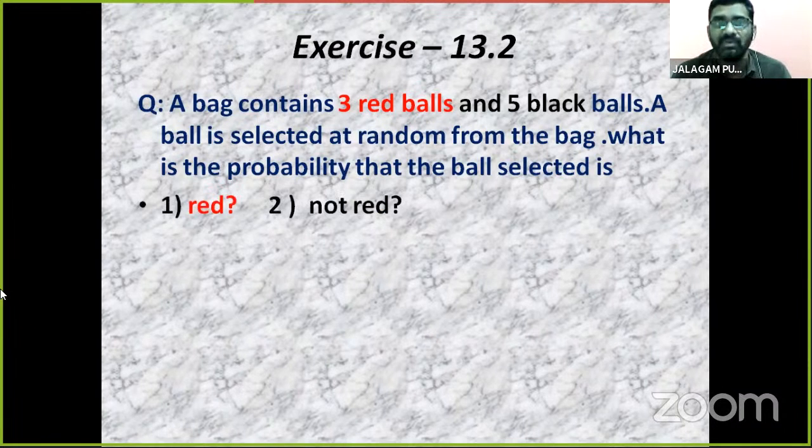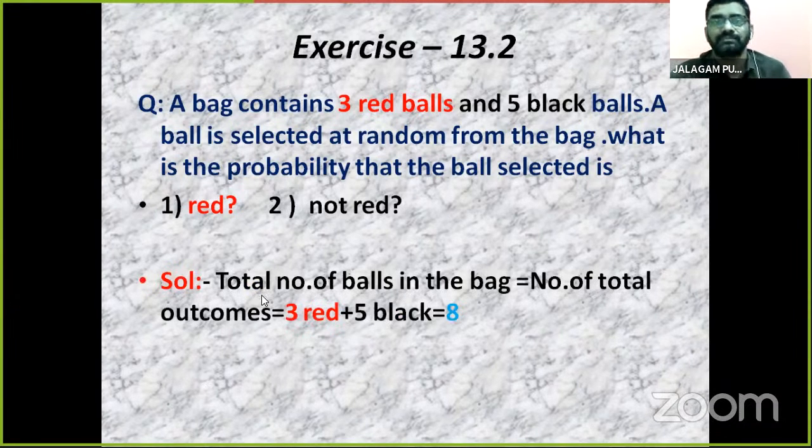Okay, see. The ball should be red or it should not be red. So now we move to the solution. First of all, we want to find the total number of possible outcomes. The total number of balls in the bag means the number of total outcomes. 3 red plus 5 black, total how many? 8. So total outcomes are 8.